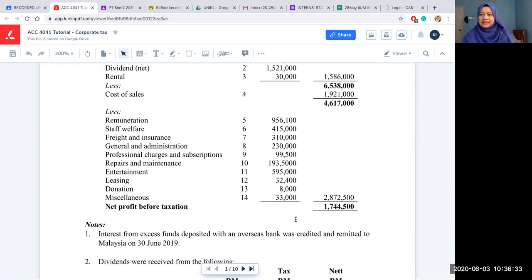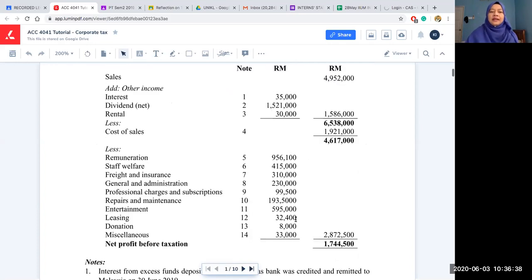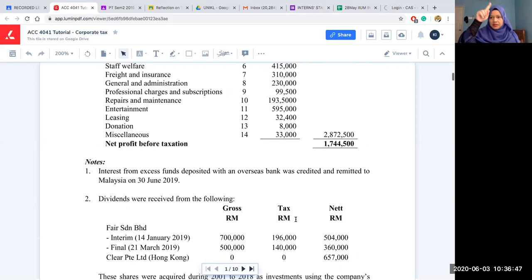Okay? Right. So you're going to start with your 1,744,500 profit before taxation. Then, because you know that every item in the profit and loss has a note to the accounts, you go straight to the notes to the accounts. Okay, now you put note number one.